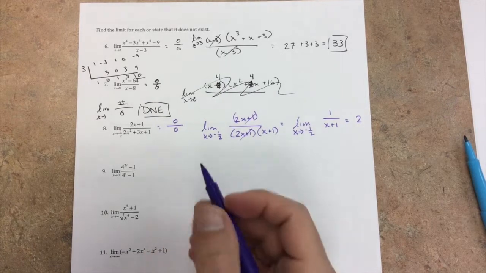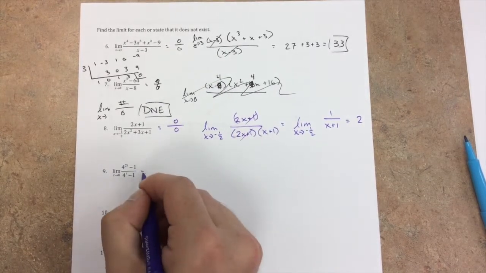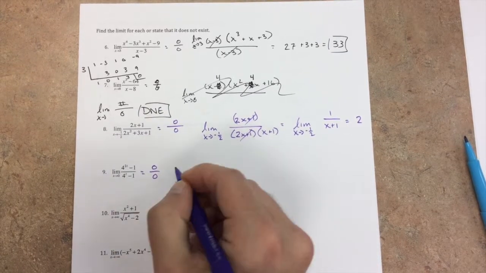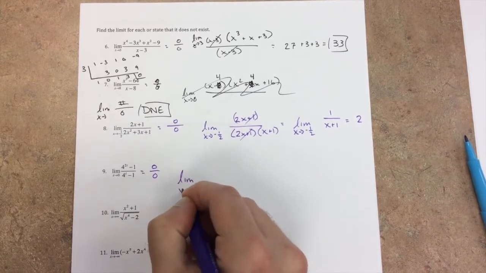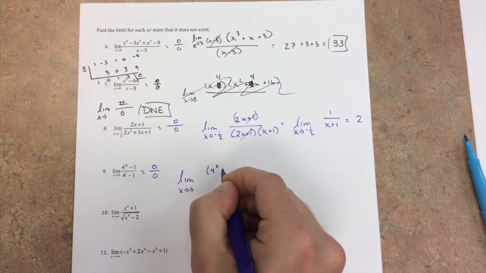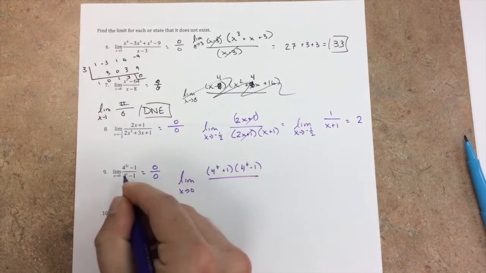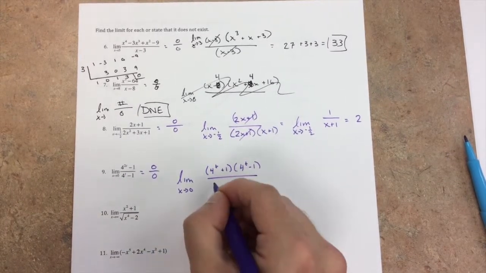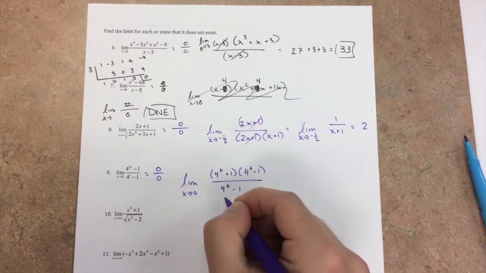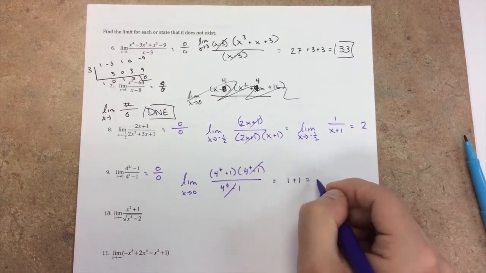Next up with number 9. Again, if I plug in 0, I get 0 over 0, which means I have work to do. So this is the limit as x approaches 0 of 4t plus 1, 4t minus 1. This is the difference of two perfect squares. It just looks a little different. Now these two cancel out. If I plug in 0, I get 1 plus 1, which is 2.